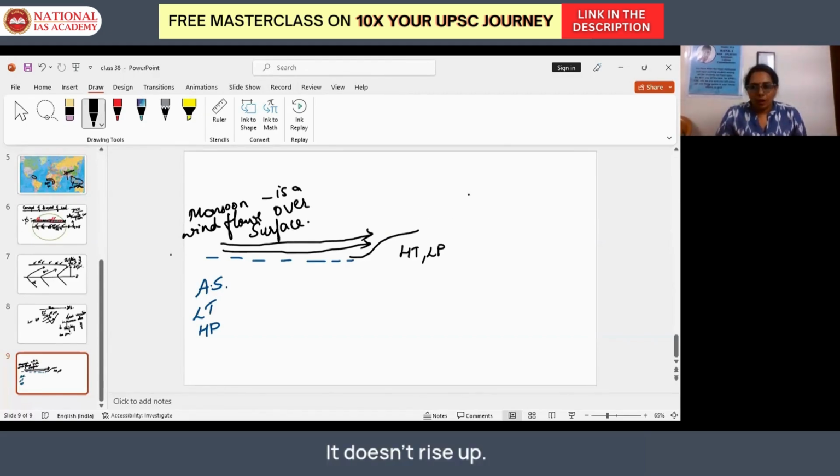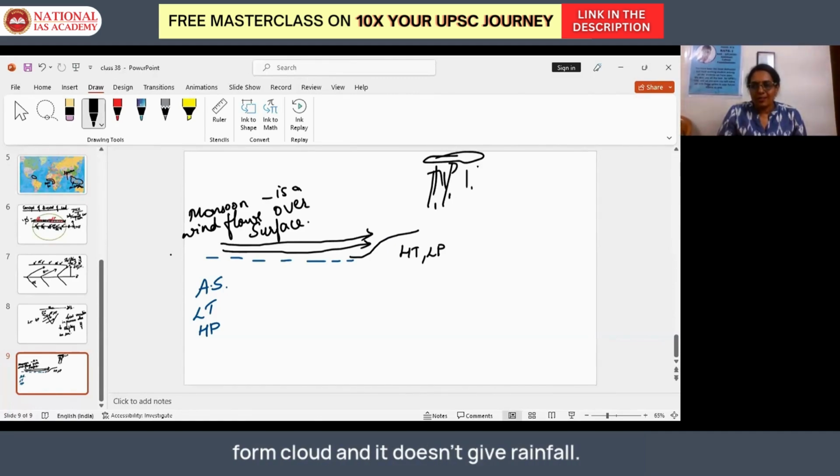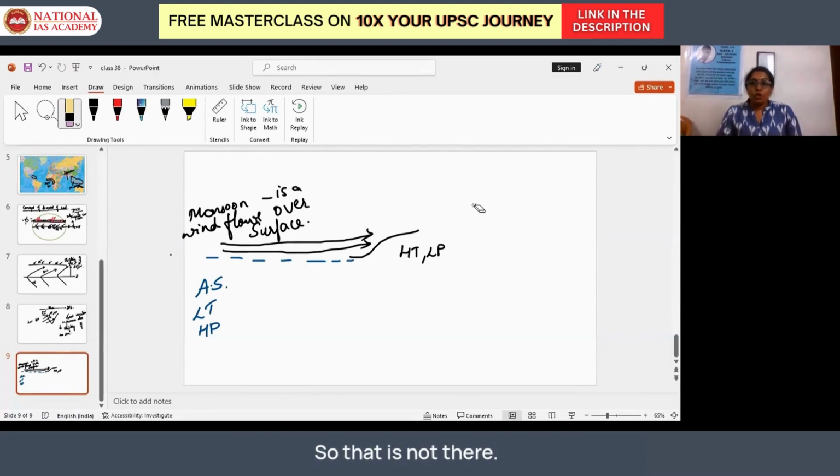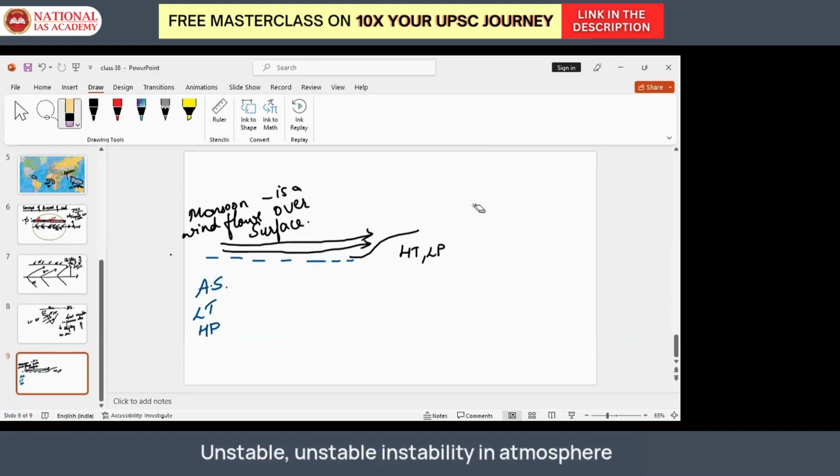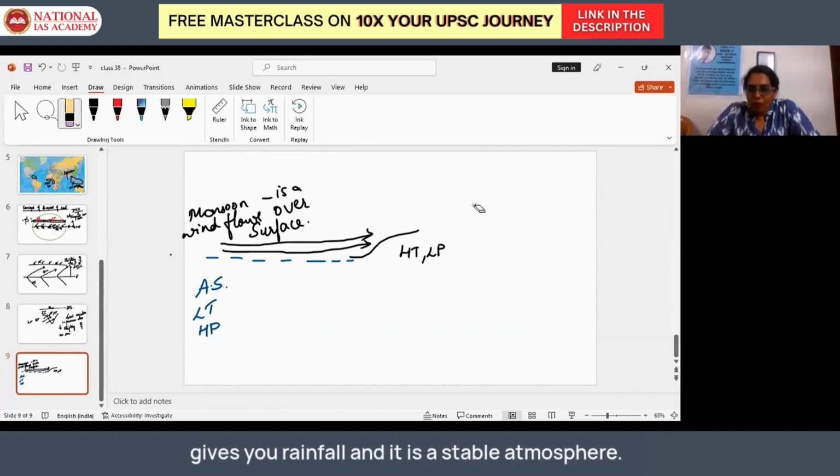It doesn't rise up, it doesn't form cloud, and it doesn't give rainfall. That factor is not there. When do you get rainfall? When the atmosphere is stable or when the atmosphere is unstable? Unstable. Instability in the atmosphere gives you rainfall. When it is a stable atmosphere, there is no rainfall.